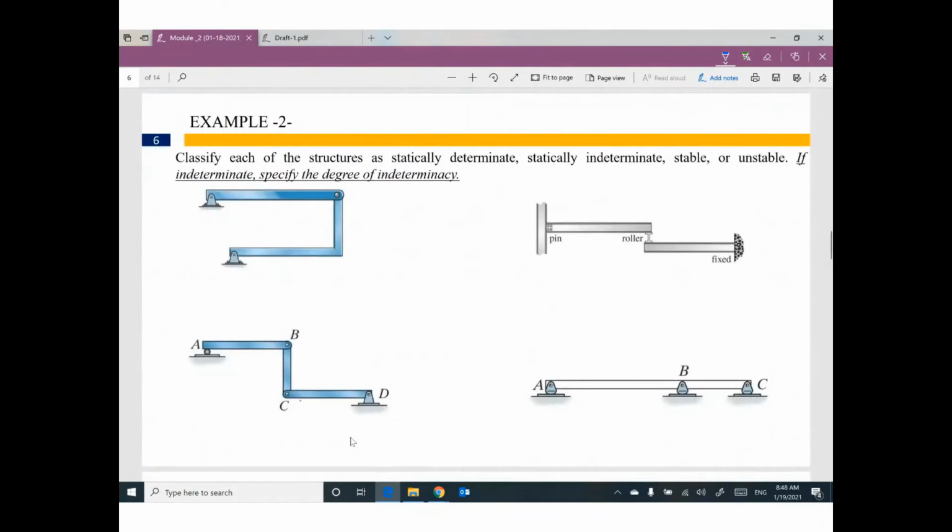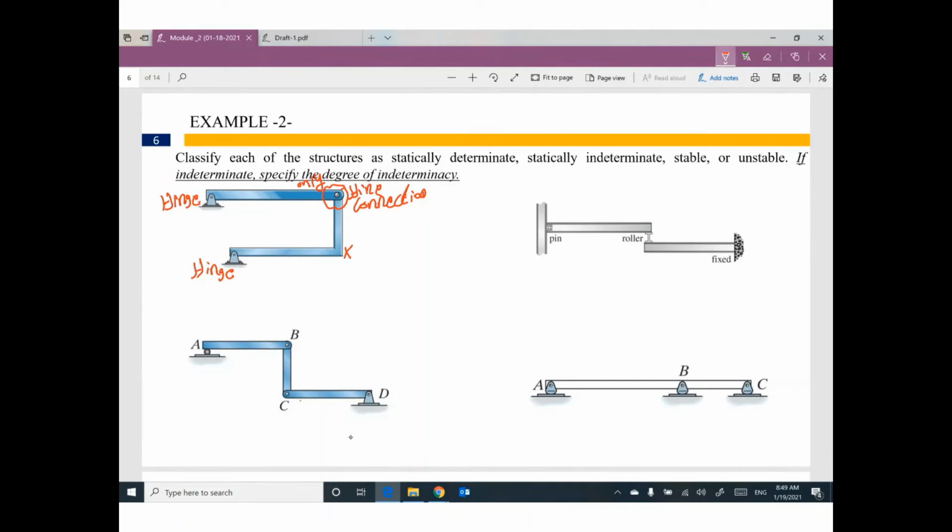One more example. For this one, we have hinge support. We have hinge support. And we have hinge or pin connection at this location only. Make sure only. We don't have this hinge connection here. We don't have this type of connection at this corner.